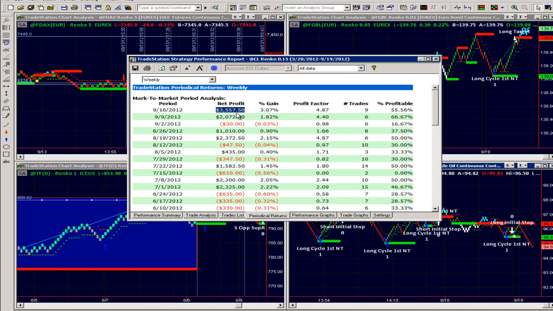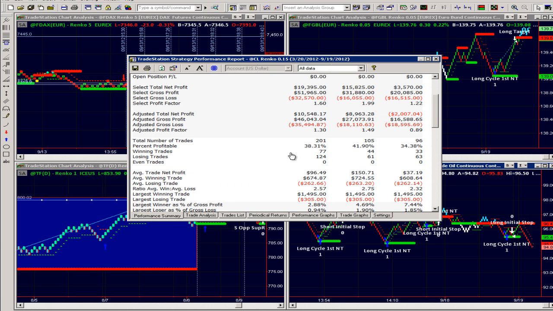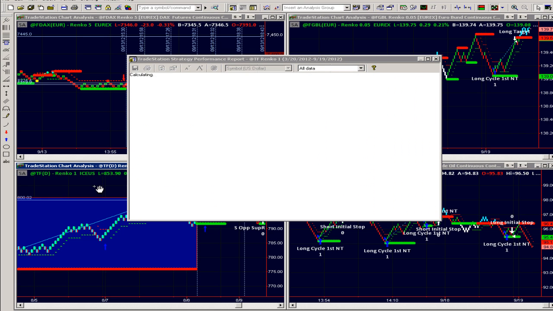It's a higher tick brick size, which I mentioned before, which is key. But this thing is flying along, and its actual average trade net profit is up around the $96. It's had 201 trades, so this is really running nicely. That's on the crude. Now we'll go to the Russell.